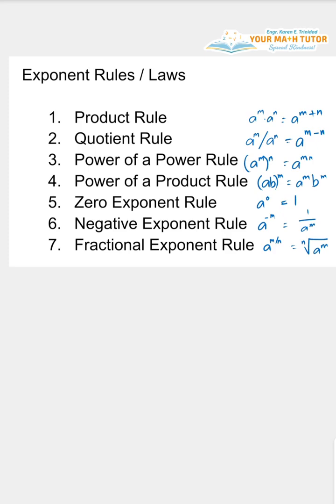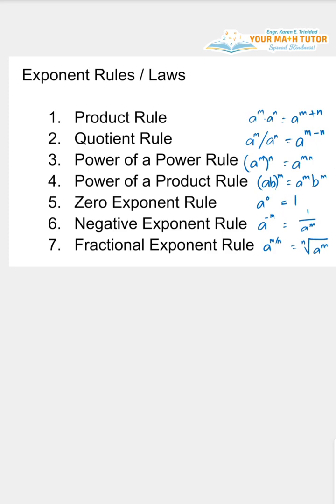Let's remember the laws of exponents. For the product rule, a to the m multiplied by a to the n is equal to a raised to m plus n. For the quotient rule, a to the m divided by a to the n is equal to a to the m minus n. For the power of a power rule, a to the m raised to n is equal to a to the mn. For the power of a product rule, ab raised to m is also equal to a to the m multiplied by b to the m.